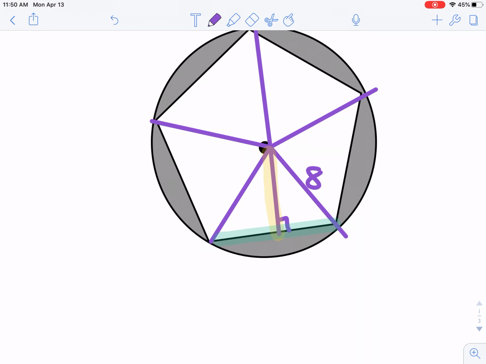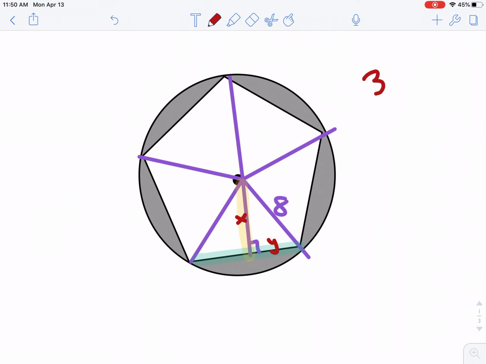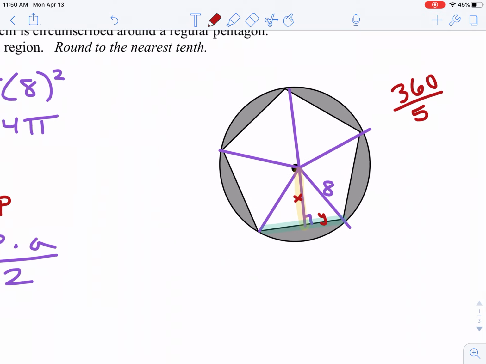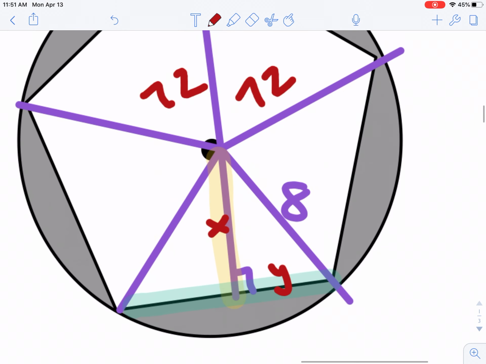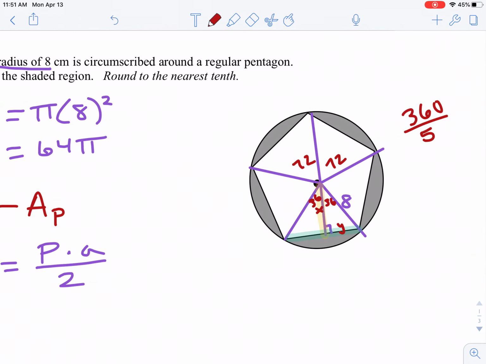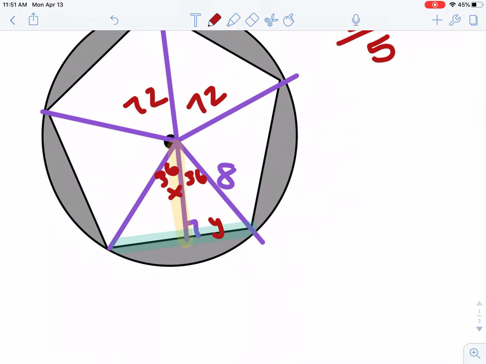So I'm going to call this x, and I'm going to call this part, this half, y. And I'm going to need to figure out the angle measure, right? So 360 divided by 5 isosceles triangles, because it's a pentagon, is going to give me 72 degrees for each of these angles, which means that these half angles are 36. So how do I find it with a right triangle? I know the angle, but it's not 30, 60, 90. So I'm going to have to set up some right triangle trig.